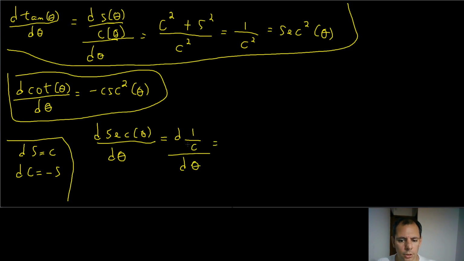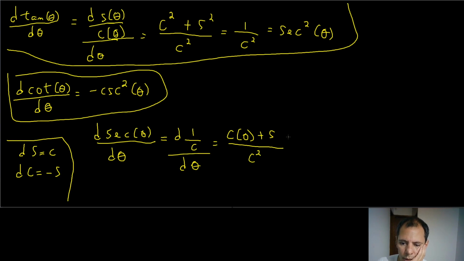Well, let's do the same thing. It's going to be the cosine times the derivative of 1, which is 0, minus 1 times the derivative of the cosine, which is minus sine. With this minus it becomes a plus, all divided by the cosine squared.